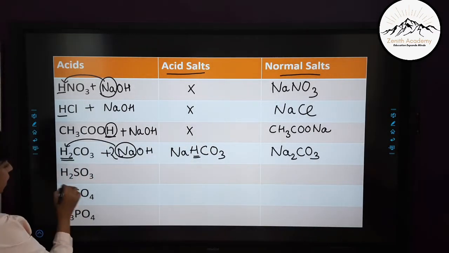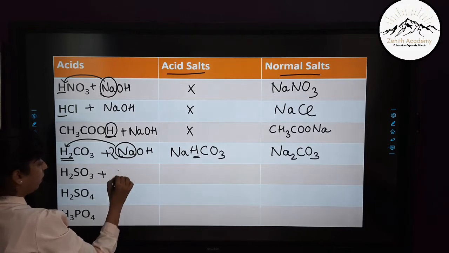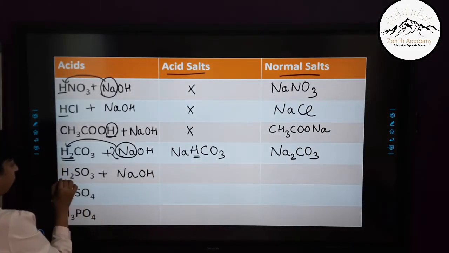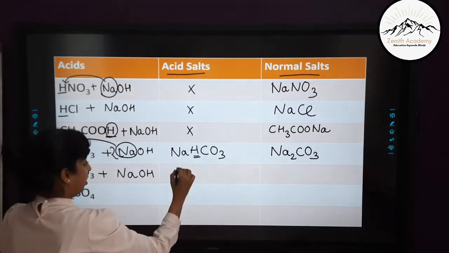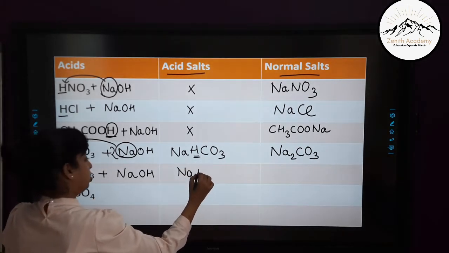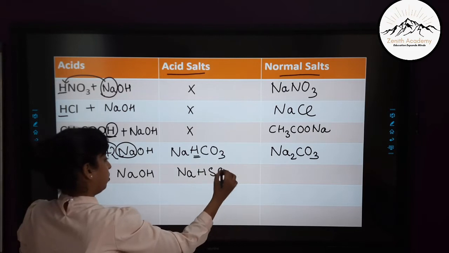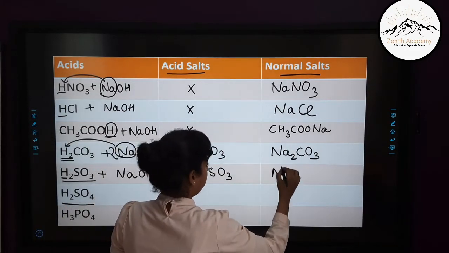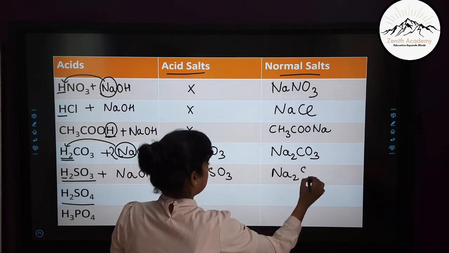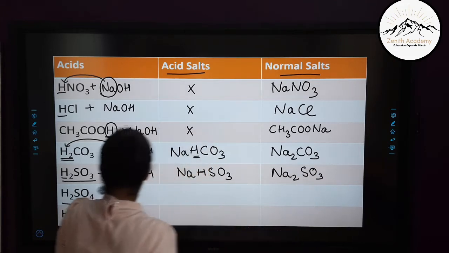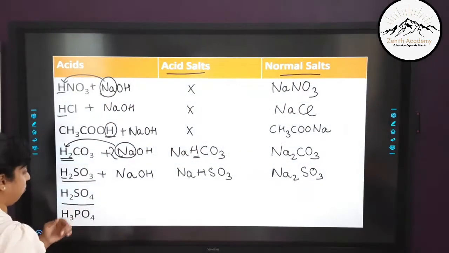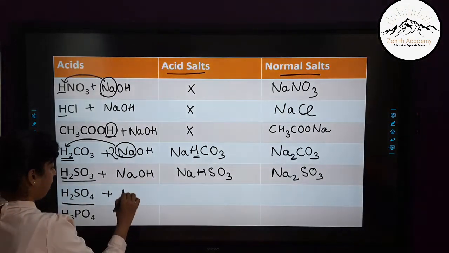Okay. Now H2SO3, there are also two replaceable hydrogen atoms. So if one is replaced, then it will form NaHSO3. And if I replace both of them, it will form Na2SO3.